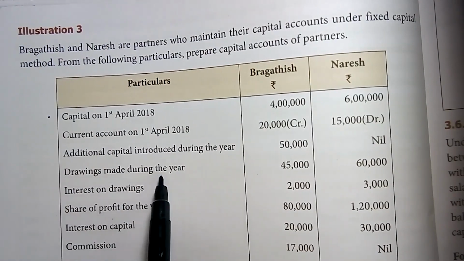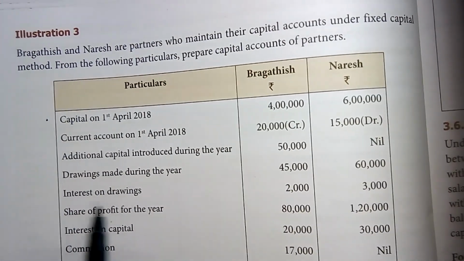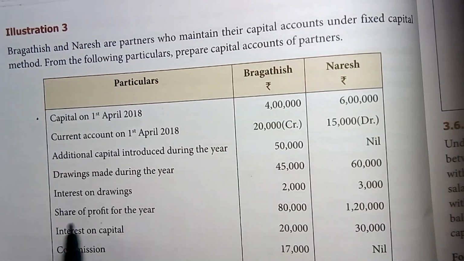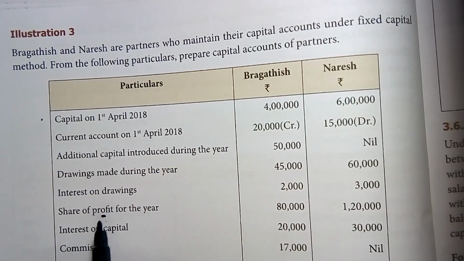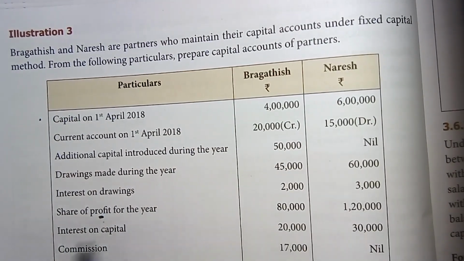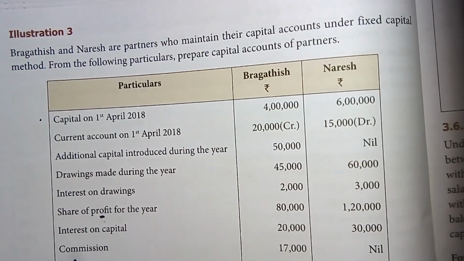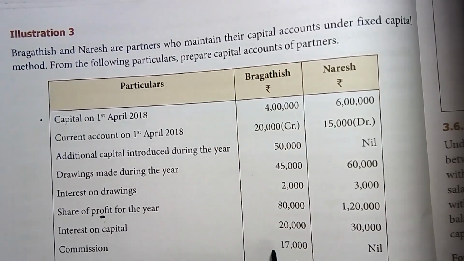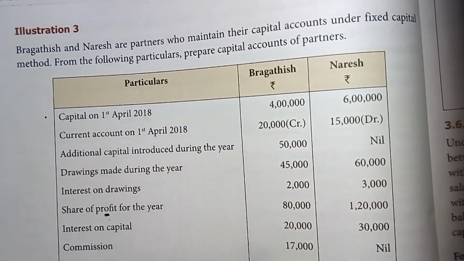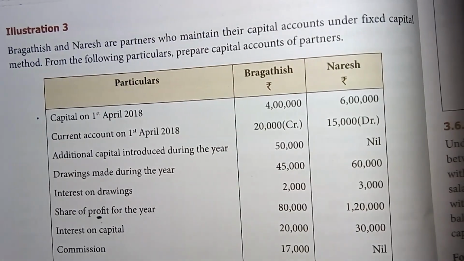Then drawings made during the year for Pragatish is 45,000, for Naresh 60,000. Interest on drawings 2,000 and 3,000. Then you have share of profit. This is profit for the year 80,000 and then 1,20,000. Interest on capital 20,000 and 30,000. Then there is a commission. There's a commission to Pragatish 17,000 and Naresh there is nothing, nil. Salary for Pragatish is nil and for Naresh is 38,000. Now let's see the solution.